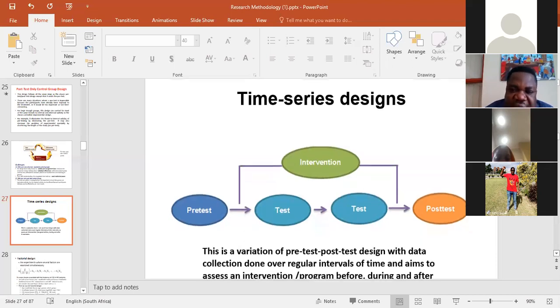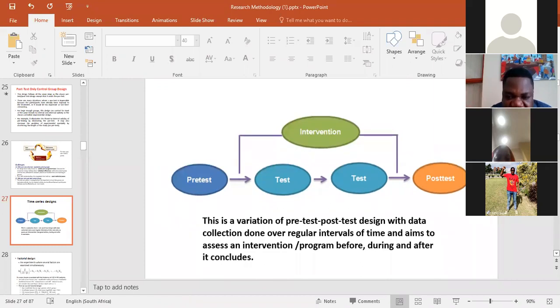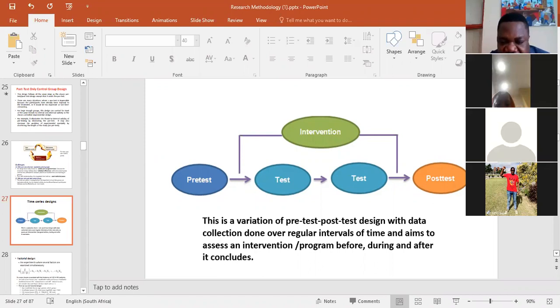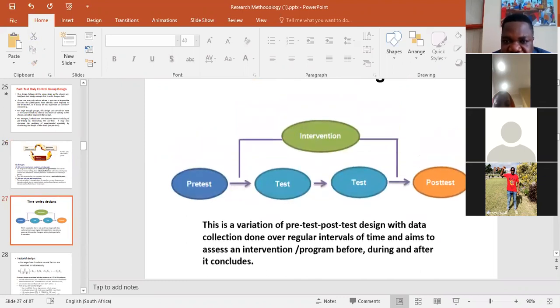Then we also have what we call time series. Time series design is also the same thing. It's a pre-test and post-test, but instead of measuring just at the beginning and the end, we do the measurement also in between, you know? So we do several measurements. So this is a variation of a pre-test, post-test design with data collection done over regular intervals of time, and it aims to assess an intervention or a program before, during, and after it's concluded. So when you do that, then your design is what we call time series design.